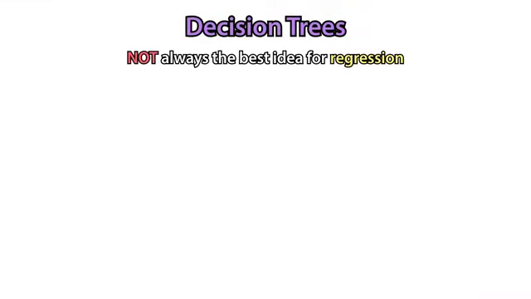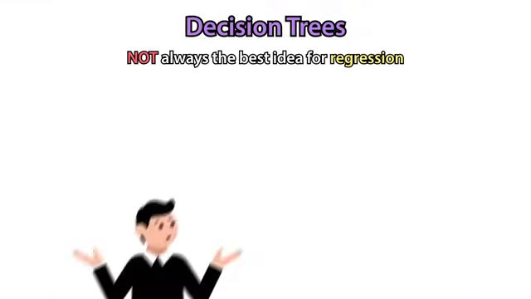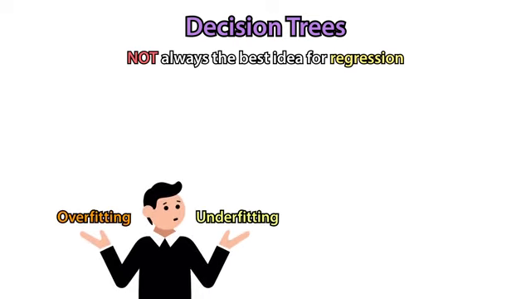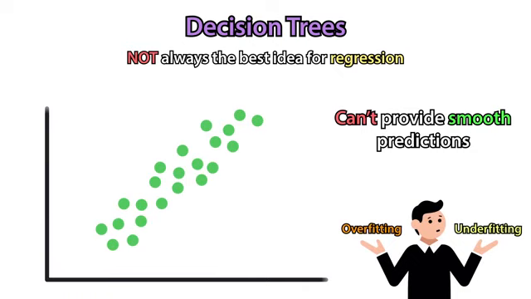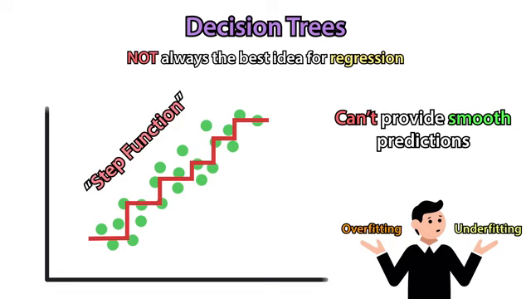This average serves as the prediction for any new observation that falls into that particular node. It is not the best idea to use decision trees for regression, as it is hard to find the balance between overfitting and underfitting. Additionally, it fails to provide smooth predictions. Decision trees segment data into constant regions, which means they produce a step function rather than a smooth trend. This can make predictions look unnatural for data that changes gradually over time, like temperature, stock prices, or other time series variables.